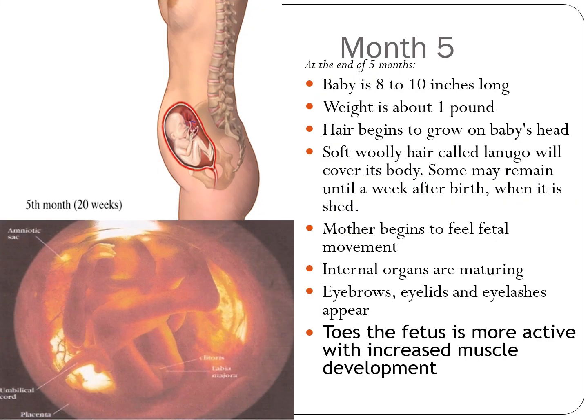Fifth month, the baby is 8 to 10 pounds. Don't forget sa fourth month, pwede naman distinguish in gender or sex ha. Hair begins to grow on the baby's head. Soft, woolly hair, lanugo, is now all over. As I mentioned, mas marami na at the fifth month.